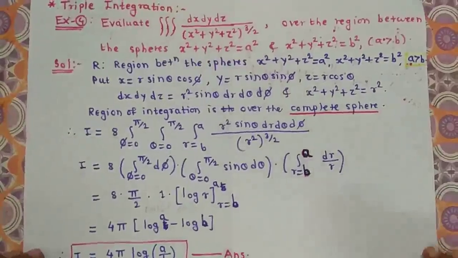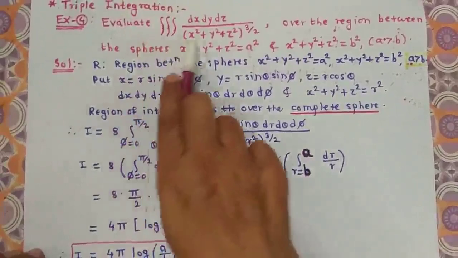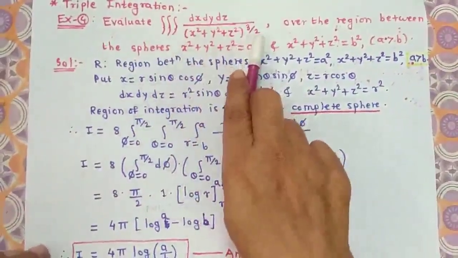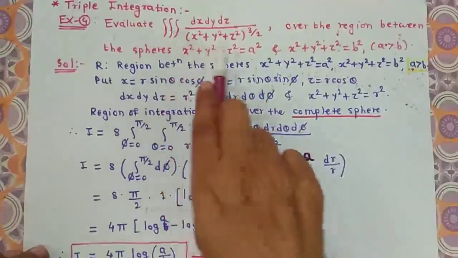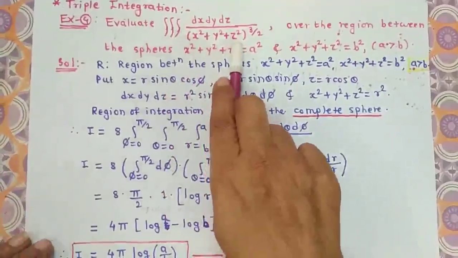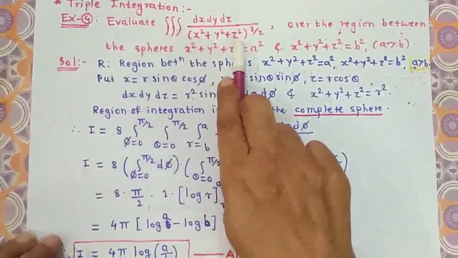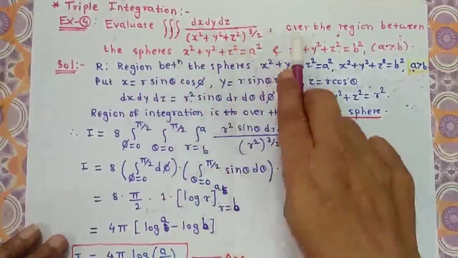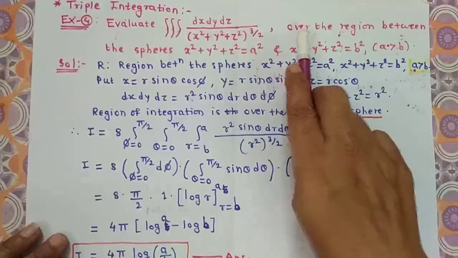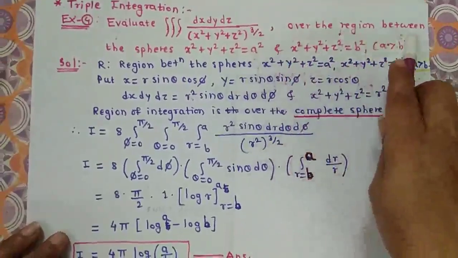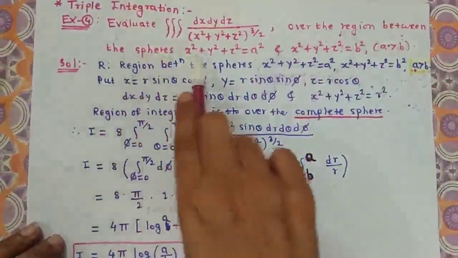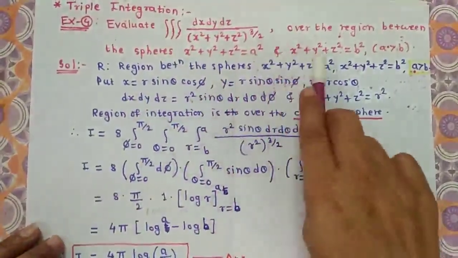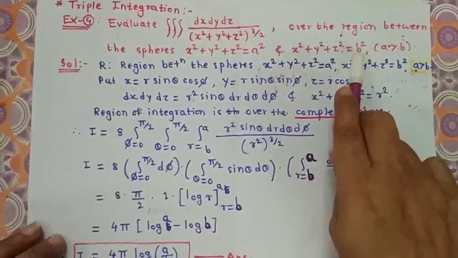Now next question. Evaluate the triple integration dx dy dz upon (x square plus y square plus z square) raised to power 3 by 2. So here the integrand involves x square plus y square plus z square. That's why we have to use spherical polar substitution. Now for that, identify the region. Here it is mentioned that we evaluate this integration over the region between the sphere x square plus y square plus z square equals a square, and x square plus y square plus z square equals b square.